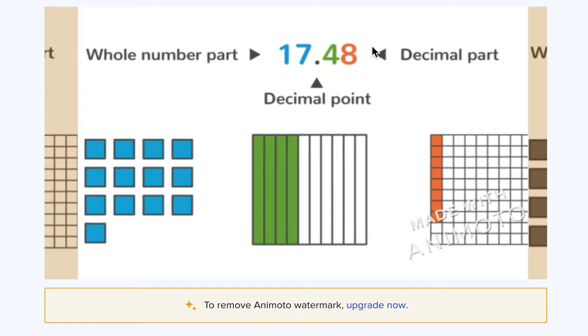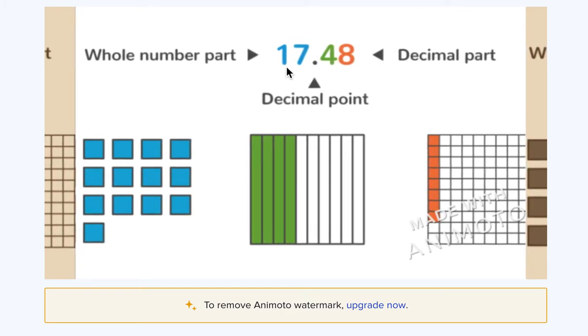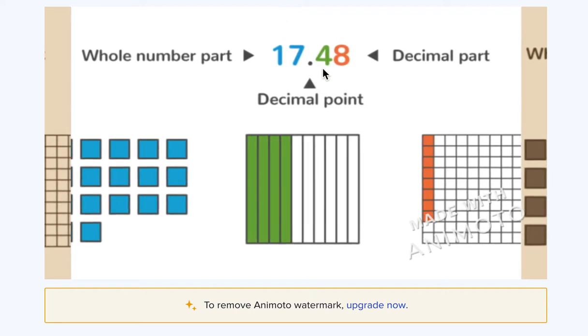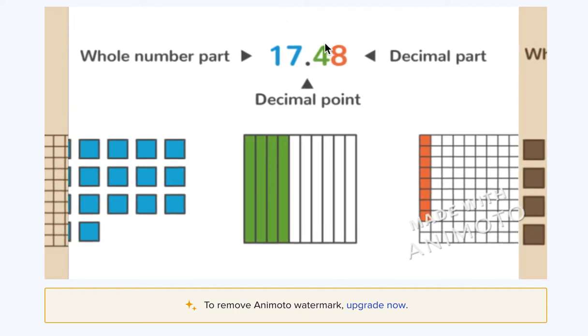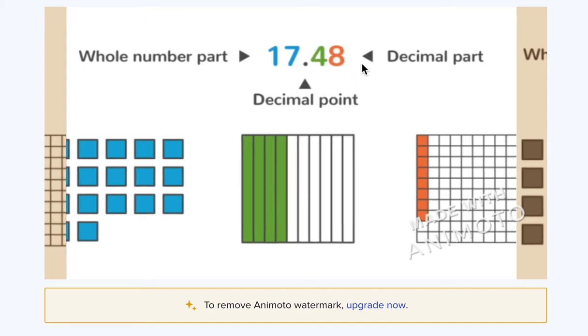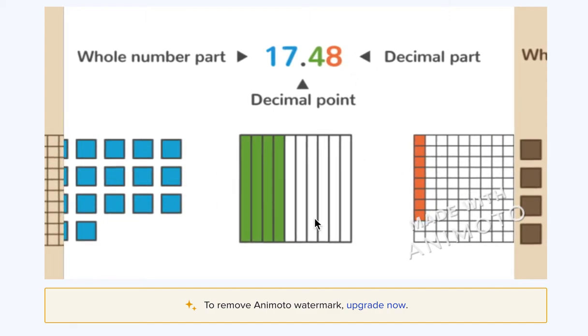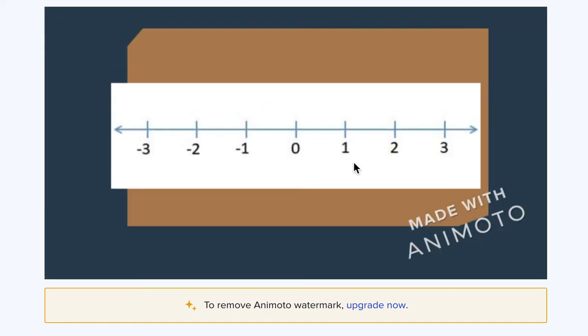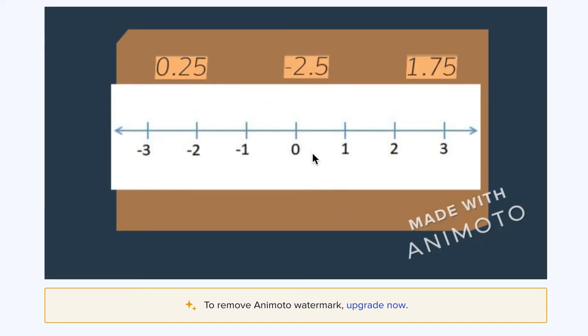Here's what our decimals look like. So this is a number in standard form. On the left, we have the whole part of the number. In the middle, we have the decimal, and then on the right, we have the decimal part. Here it is in algebra tiles. You can see the whole tiles over here, our decimal point, and then the decimal algebra tiles.